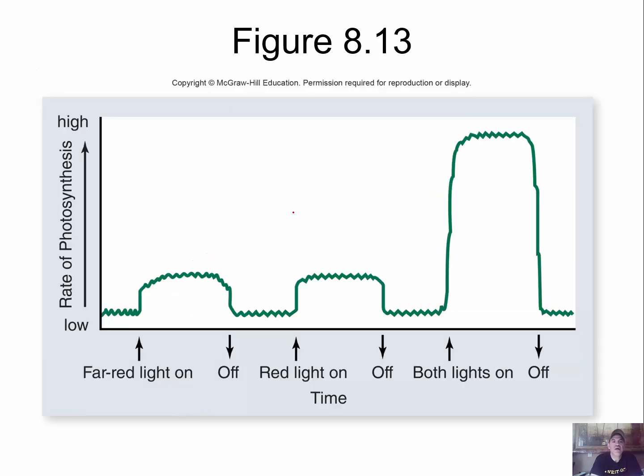Overall, right here you can see the rate of photosynthesis. This is a diagram showing the importance of both wavelengths of light in producing photosynthesis. So here's the rate of photosynthesis. We have lower and then higher.